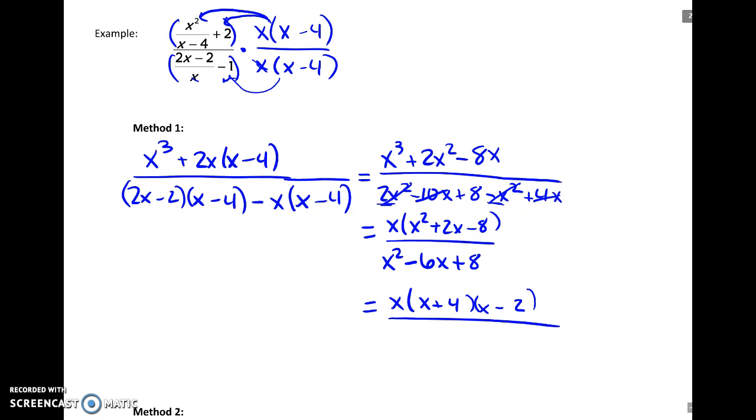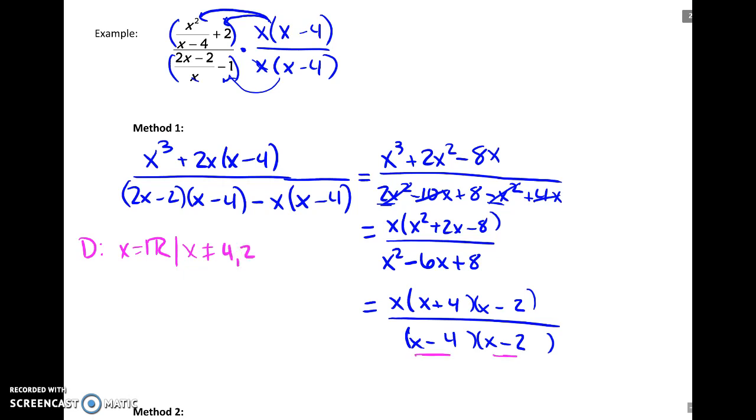On the bottom, now we have a positive 8. We want to multiply to be 8 and add to be negative 6. So they're both negatives. And then that's just going to be 4 and 2. Okay, so it's completely factored now. We can cancel out and simplify, but we need to state our domain. So let's go back and look at our domain. So for sure, x equals all real numbers such that x cannot equal 4 or 2.